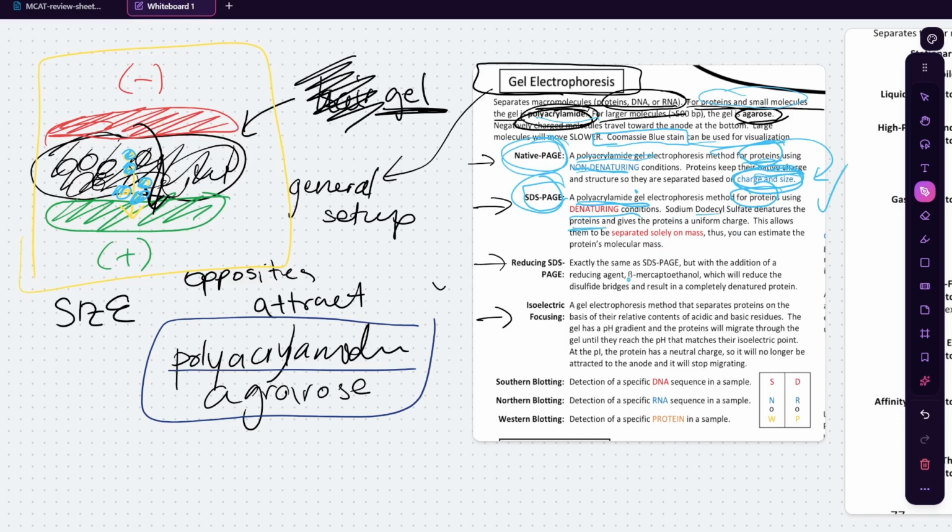Remember we talked about denaturation already, which gives the proteins a uniform charge. So what SDS does is that, remember, native PAGE will be able to test that the protein has a certain charge and a certain size, right? So that's what it can test.